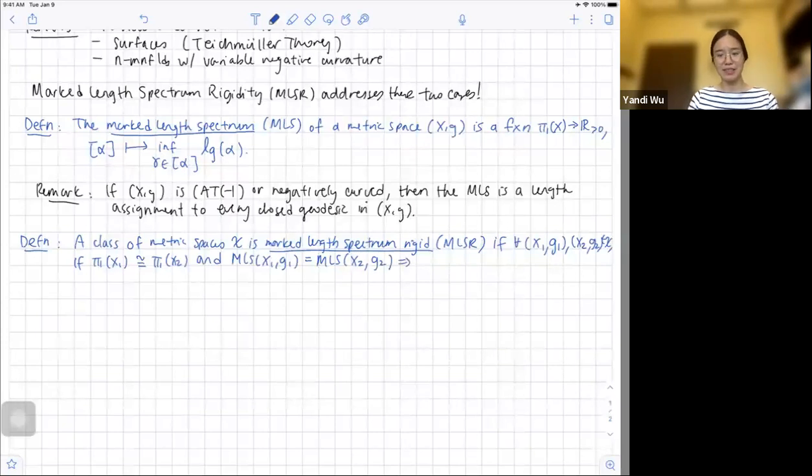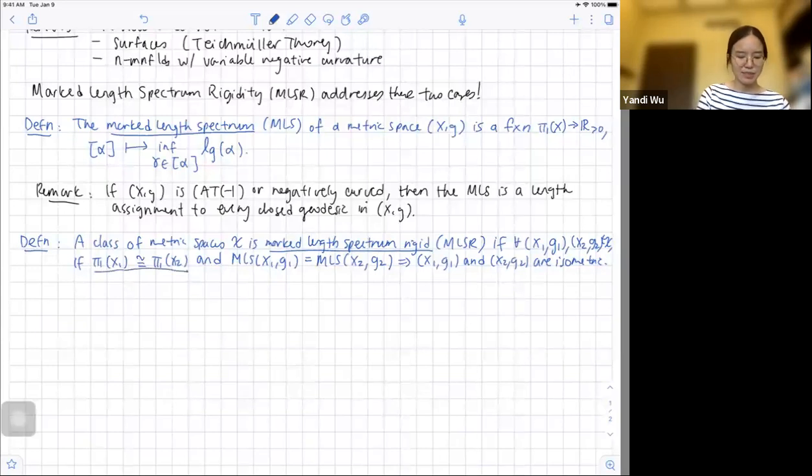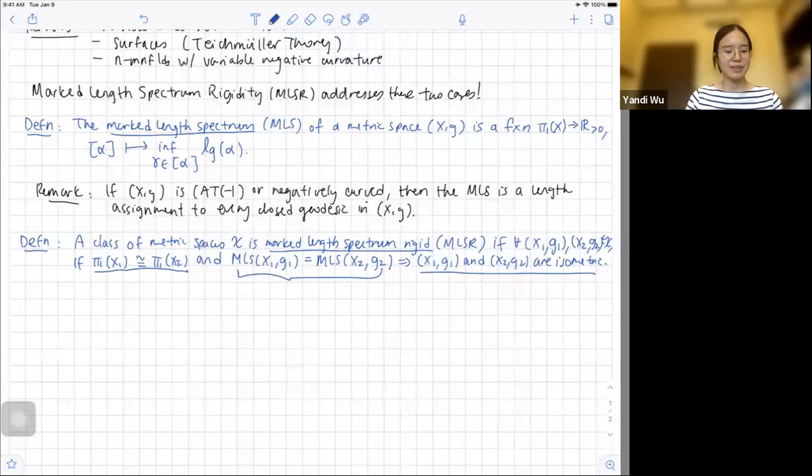If those conditions hold implies that (X1, g1) and (X2, g2) are isometric, then you have a marked length spectrum rigid class of spaces. So this is kind of a weakening of Mostow rigidity, because you have the original assumption from Mostow rigidity, which is that the pi1s are the same. And you have the conclusion of Mostow rigidity, which is that the two spaces are actually isometric. But you have this extra condition that you're requiring the marked length spectra to be the same. So it's like Mostow rigidity with an extra assumption.